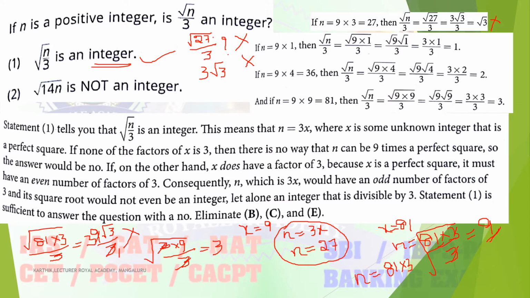So from the first statement, it gives a good answer, sufficient information to answer the question. So from the first statement alone, you can answer the question. Next, go for the second statement. The second statement tells that square root of 14n is not an integer. So if it is like this, you can choose any number. 1, 2, 3, 4, 5, 6, 7, 8, any number you can choose.